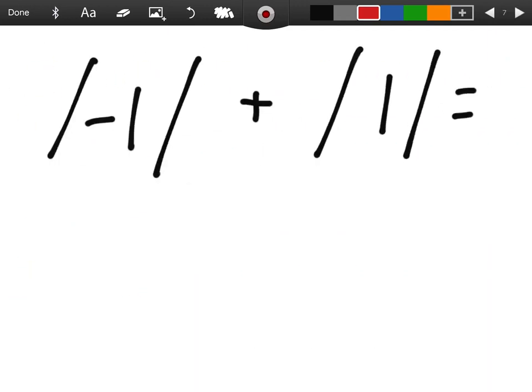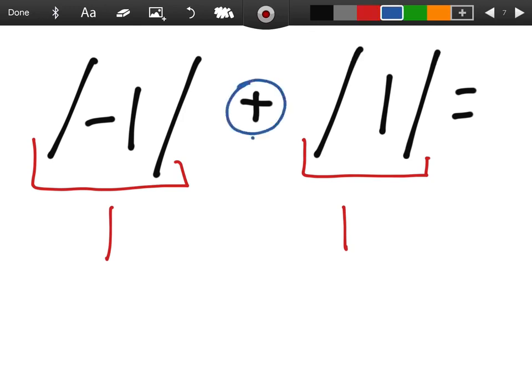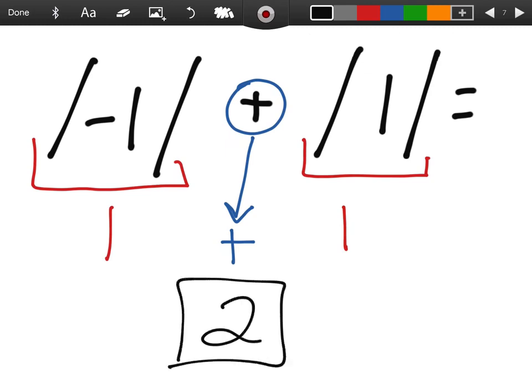Okay, now can I use this when I am doing a mathematical problem, an equation? Absolutely. All you need to do is break your equation down, solve for the absolute value, and then do your actual equation. So I know the absolute value of negative 1 is 1, and the absolute value of 1 is 1. And then I have this addition sign right in the middle that I need to bring down so I can add. And I know 1 plus 1 is 2. So my solution is 2.